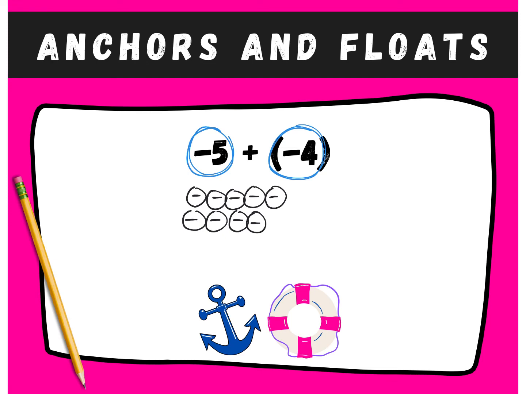A 0 pair is made when I have 1 positive and 1 negative. Remember, going back to our analogy, 1 anchor and 1 float would do nothing for us. An anchor would pull us down, a float would pull us right back up. In this case, I have all negatives, so I have no 0 pairs. In order to find my answer, all I need to do is count up how many negatives I find in the problem. In this case, I have 9, so my answer is -9.